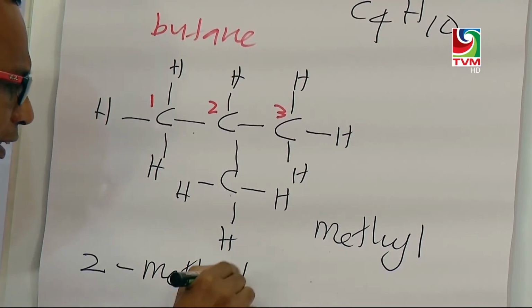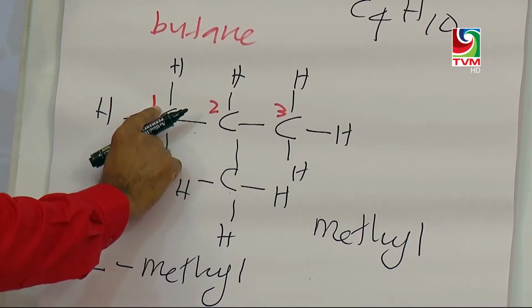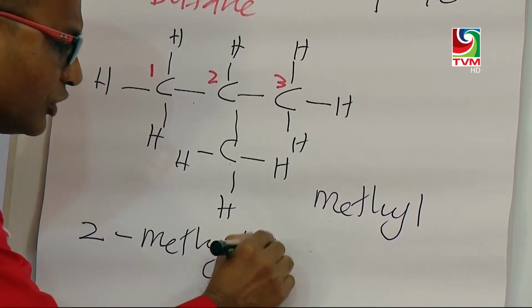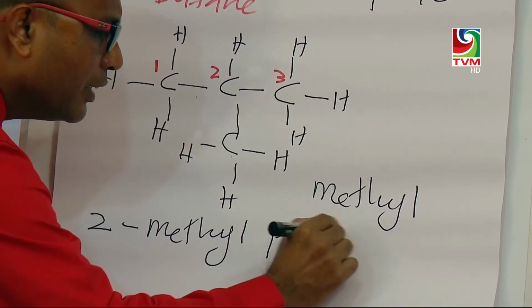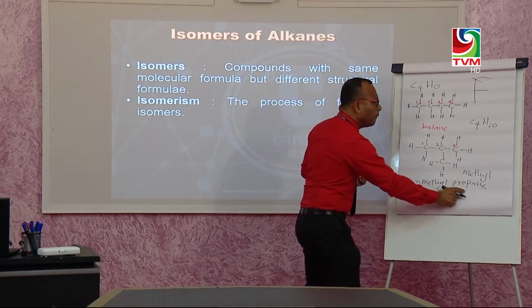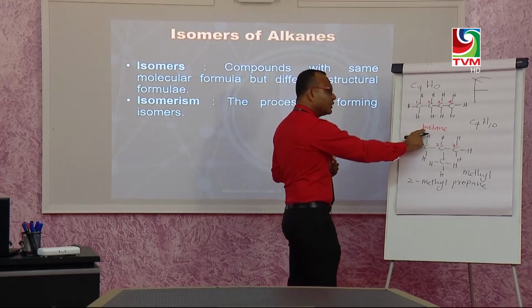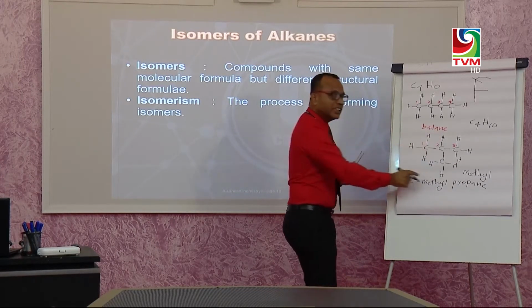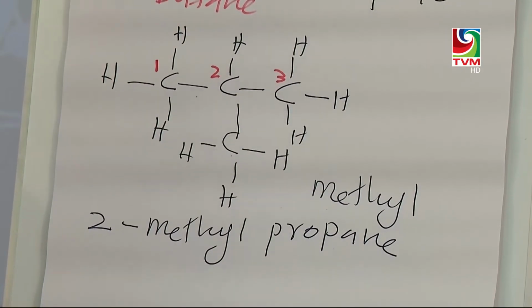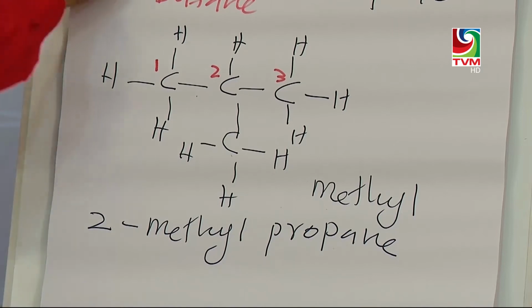Then we write the name according to the carbon number 1, 2, 3 on the carbon chain. 3, we call propane. Name of this alkane: 2-methyl propane. Name of this alkane: butane. Are these names same? No, they are not same. They are different. It means these structures are different.